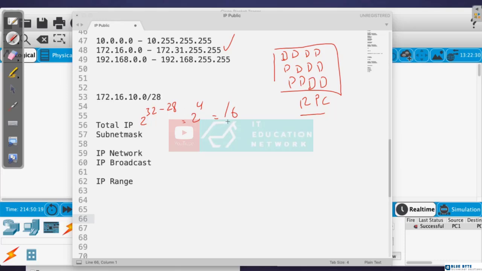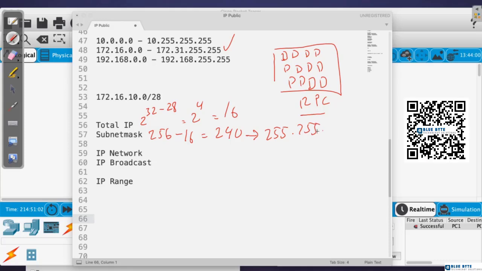Next, we are going to calculate subnet mask. The formula is 256 minus the total IP. In this case, the total IP is 16. So, 256 minus 16. The result is 240. Remember that this number will replace the last number in the subnet mask. So, the subnet mask for prefix /28 is 255.255.250.